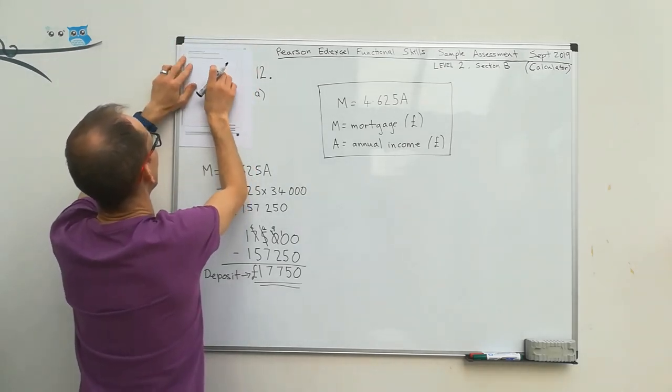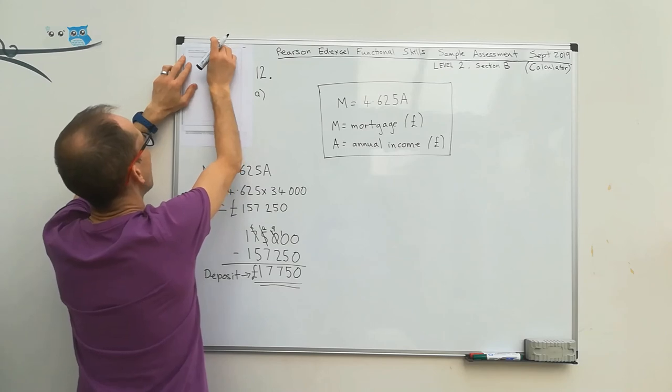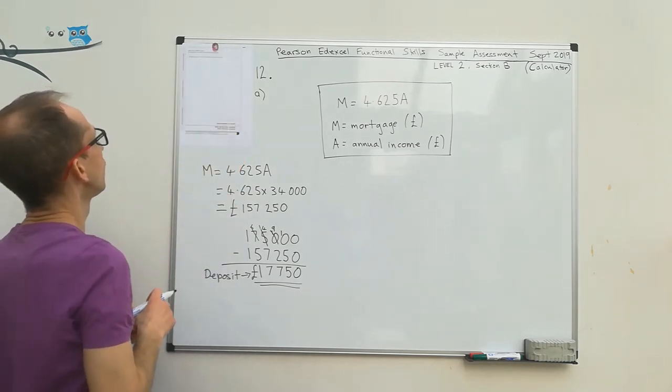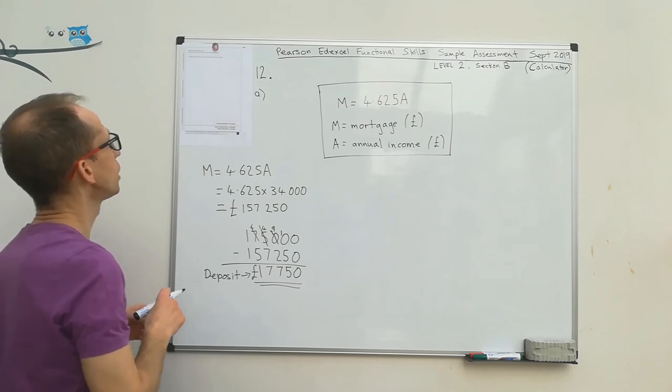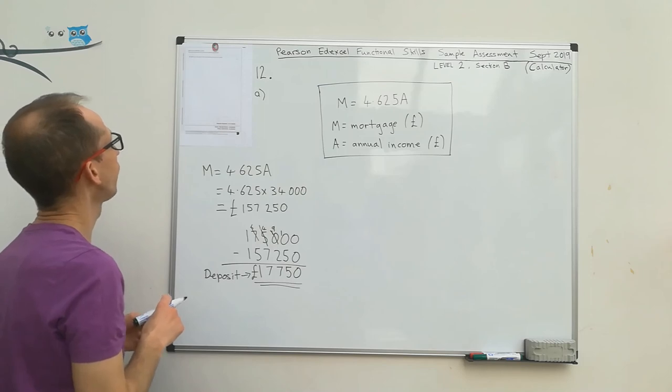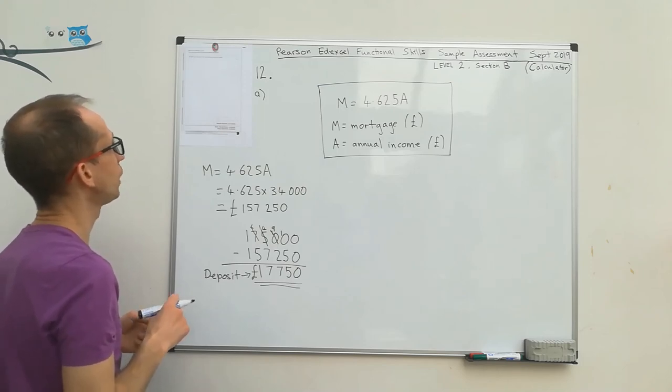Okay. Now there's also a part B to this question. Turn this over. Gabby invests £4,000 for 3 years. The investment earns 2% compound interest per annum. Work out the value of the interest at the end of 3 years.